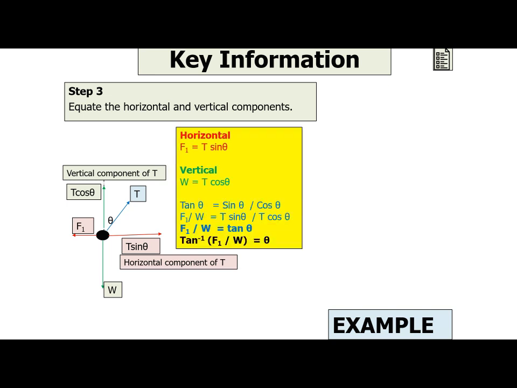sine divided by cosine is equal to tan. So tan theta equals sine theta over cos theta. So F1 over W is equal to T sine theta over T cos theta. The T's will cancel through and sine over cos becomes tan. So F1 over W equals tan theta. So arctan of F1 over W is equal to theta. And there we've answered our question.